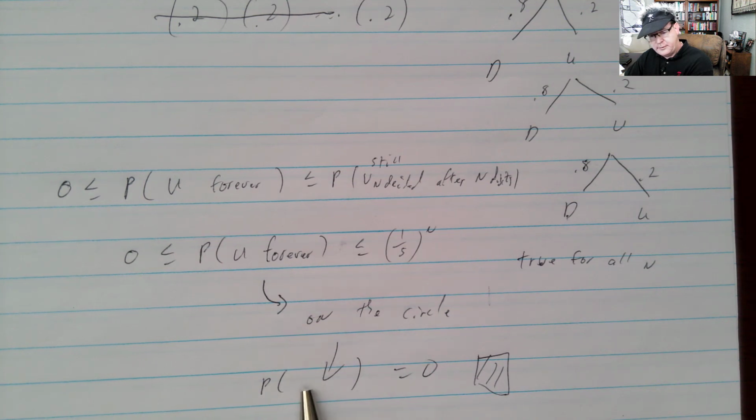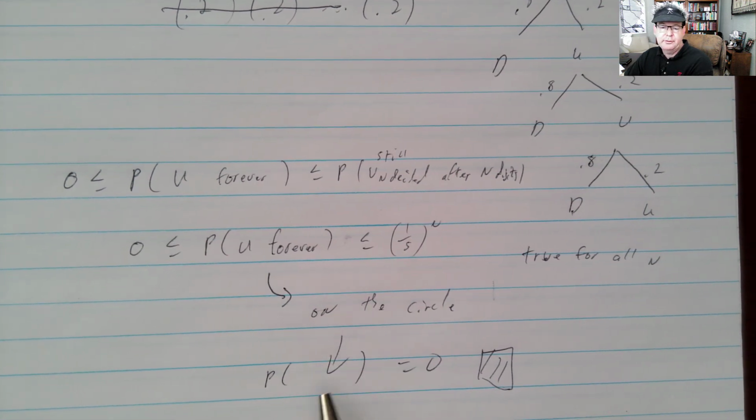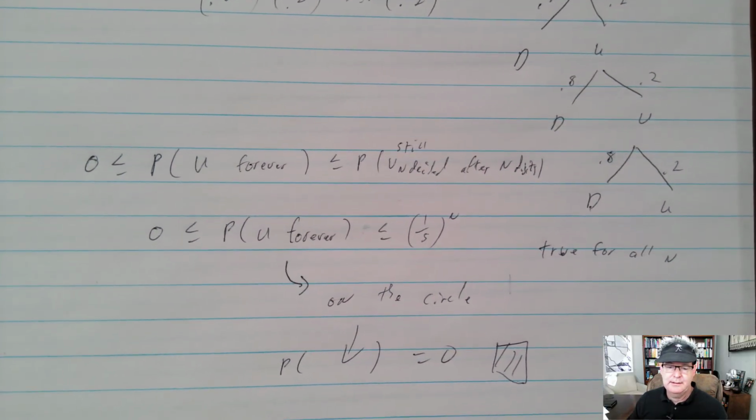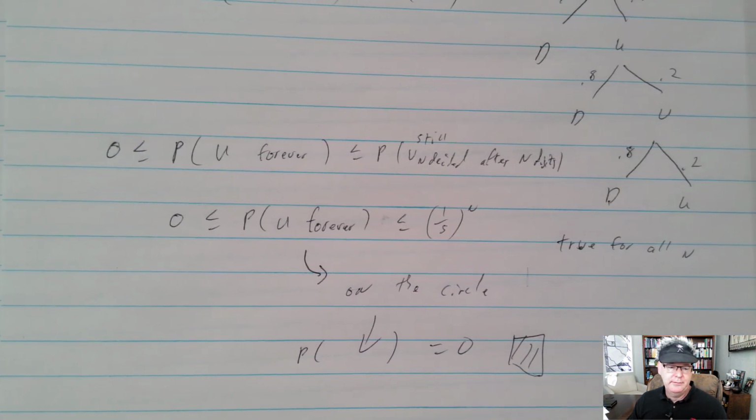And then that's the probability that you're on the circle. The probability you stay undecided forever means you're on the circle. You're not outside or inside. So that's the proof. And I'll link to the videos.